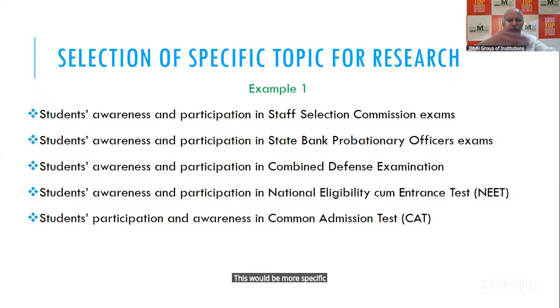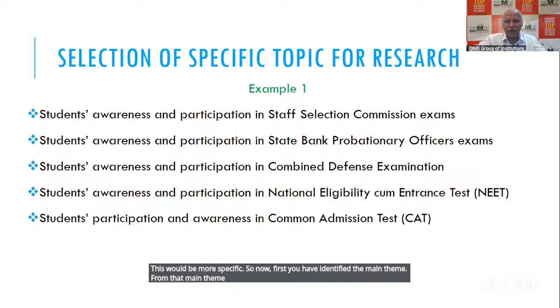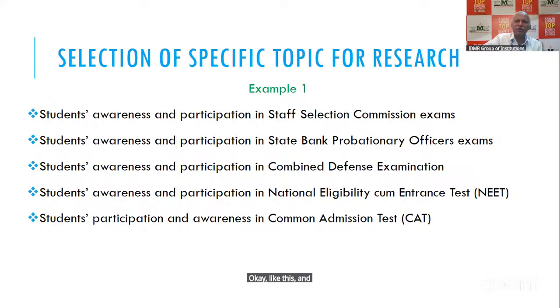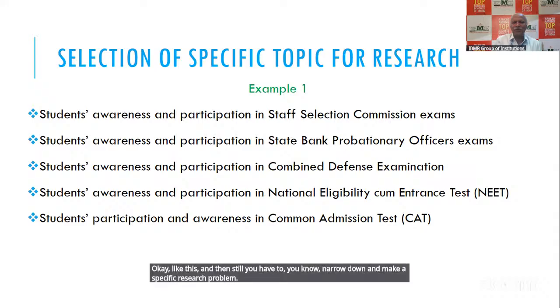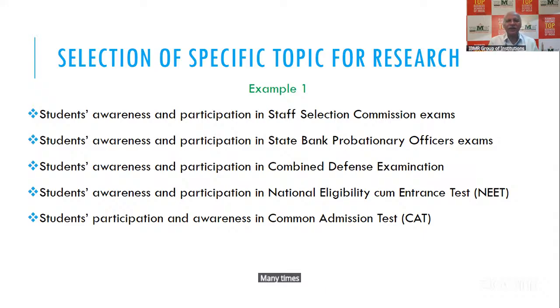So first you have identified the main theme. From that main theme, you explore different areas, and then still you have to narrow down and make a specific research problem. Many times we find it very difficult in this area.